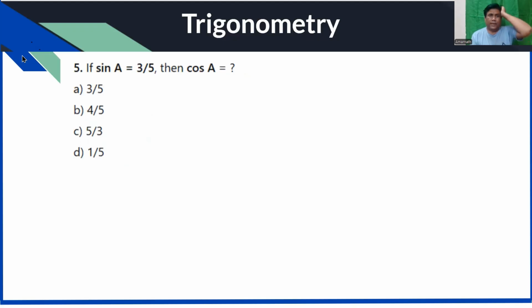It will take some time, but try to solve it. If sin theta is 3 by 5, find cos theta. In place of theta, they are giving A. No problem. It will be a little bit numerical type. Please try it.